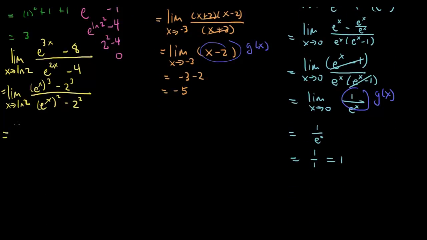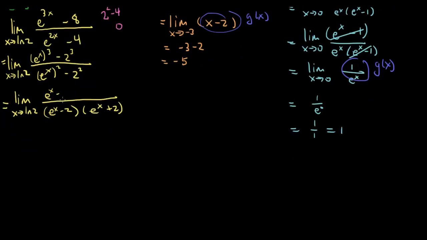We can say this is equal to the limit as x approaches the natural log of 2. Now let's factor. Let's start with the bottom. The bottom is easier. That's the difference of two squares. e to the x minus 2, e to the x plus 2. Now, that's a difference of two cubes. How does the difference of two cubes factor? Let's say that's a and that's b. So the difference of two cubes factors as a minus b, e to the x minus 2.